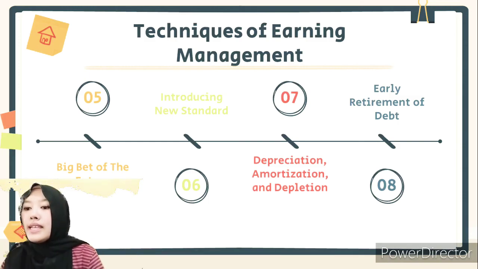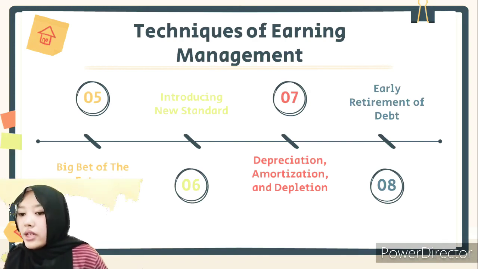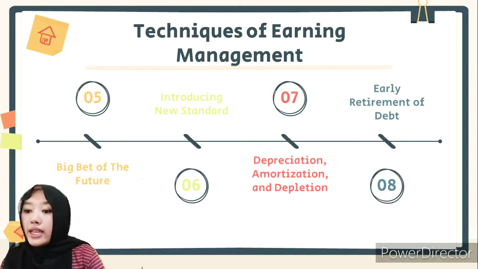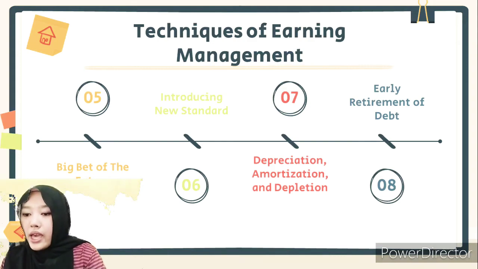And the next one is early retirement of debt. It involves the manager's judgment in selection of the accounting period to retire debt, for the purpose of utilizing any gain or loss on early retirement. It includes the retirement of long-term bonds issued by the corporation, the corporate debt swap, or the debt for equity swap.